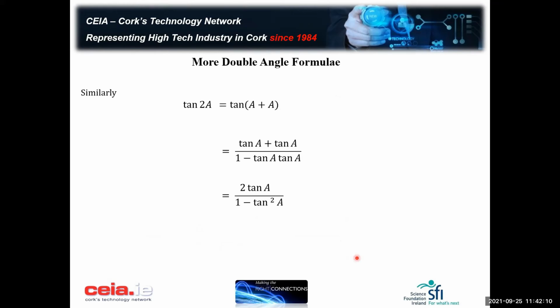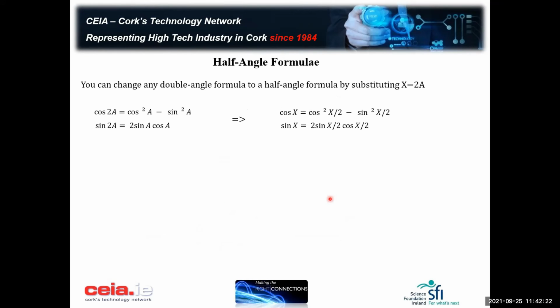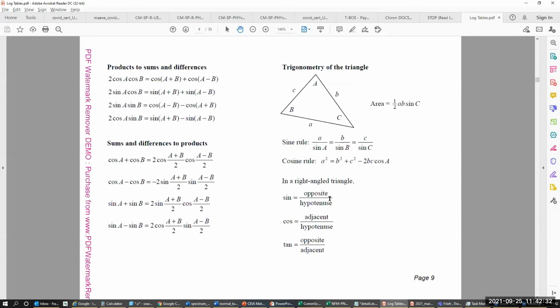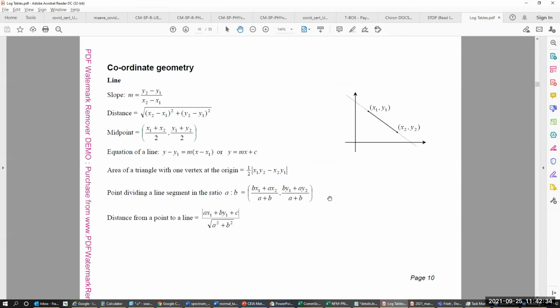Tan 2A, similarly, you replace B by A in the tan A plus B formula, and you get 2 tan A over 1 minus tan squared A. Now, there are half angle formulas you can work out as well. These I don't think are in the log tables, at least not in my old version of the log tables.